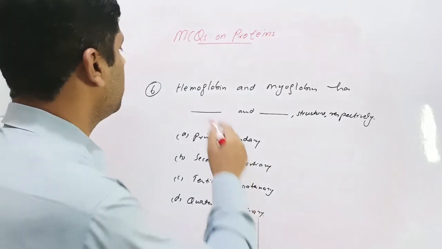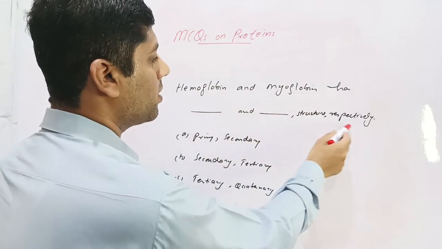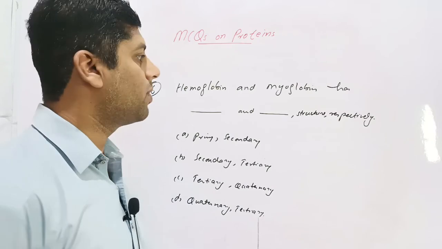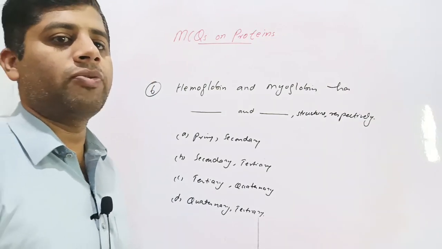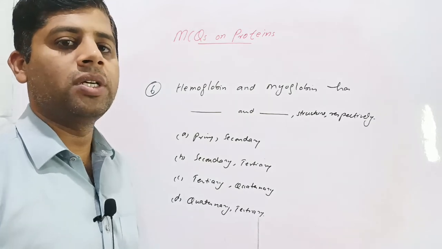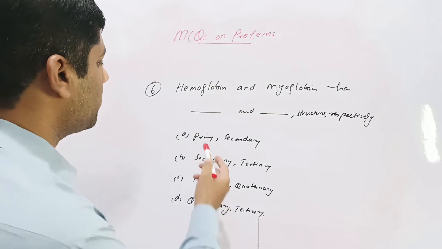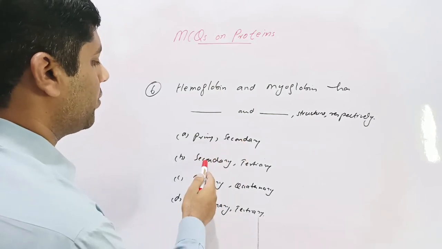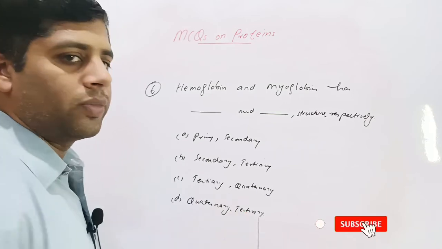Next question is, hemoglobin and myoglobin have dash and dash structures respectively. So he is asking about the structures of hemoglobin and myoglobin. We know that there are 4 types of structure of amino acid chains: primary, secondary, tertiary and quaternary. The given options are primary and secondary, secondary and tertiary, tertiary and quaternary, and quaternary and tertiary.